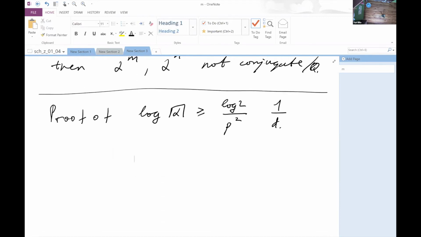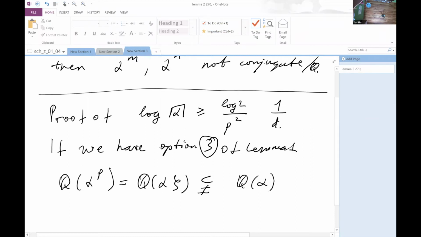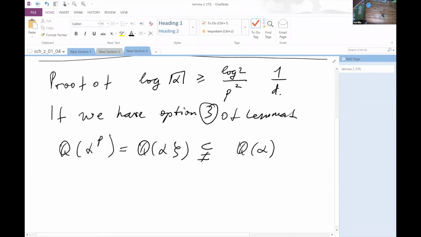So, first of all, let us get rid of the two extra options in lemma 1. So if we have option 3 of lemma 1, which means what? It means that Q of alpha to the p is equal to Q of alpha zeta, and it is a proper subfield, it's important, of Q of alpha. Then, well, this alpha zeta has a smaller degree.